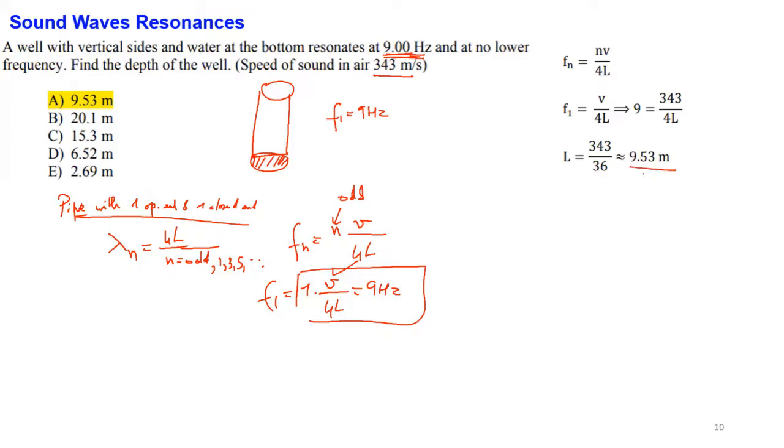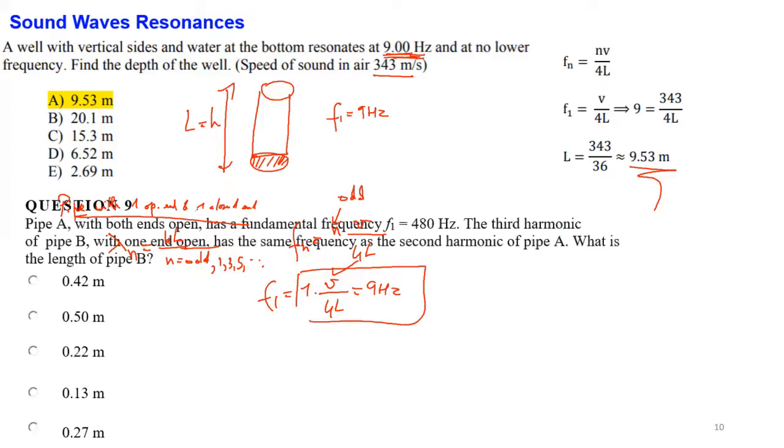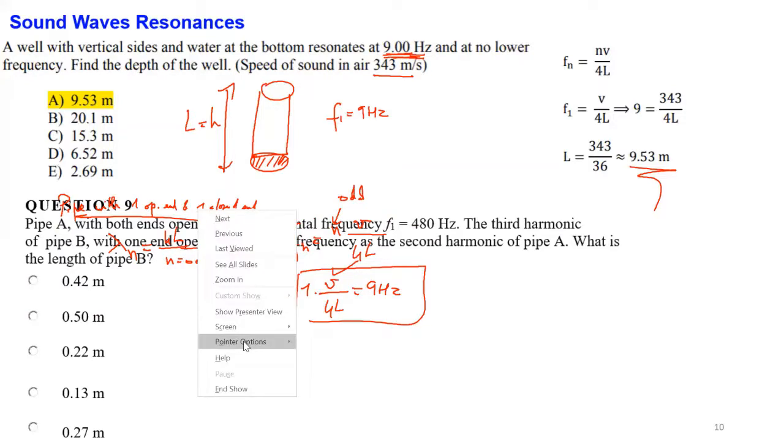Okay, so L is 9.53 meters. This is the length, or the depth of the well. Basically, this is L. This is the height, the depth of the well. Okay. Very simple, okay? Just have to be careful. Next question. Let me just erase this.